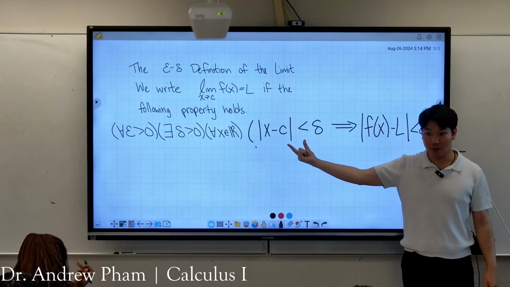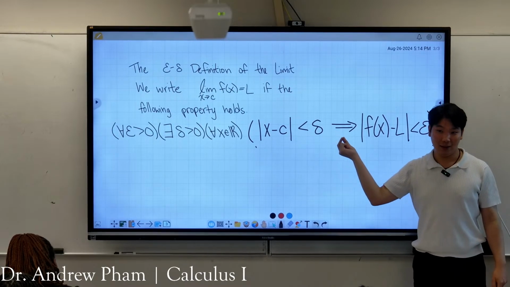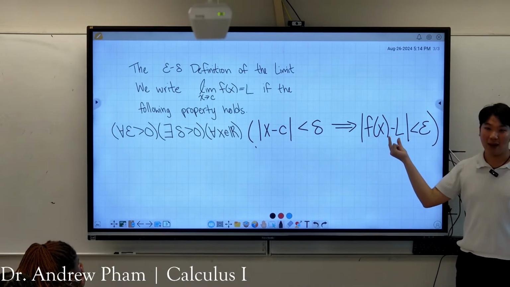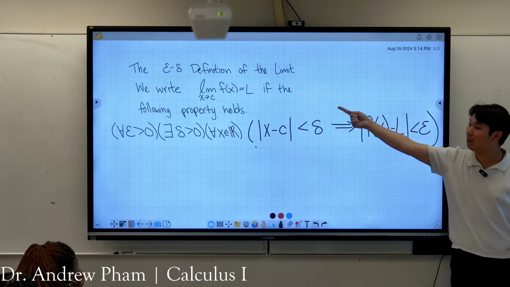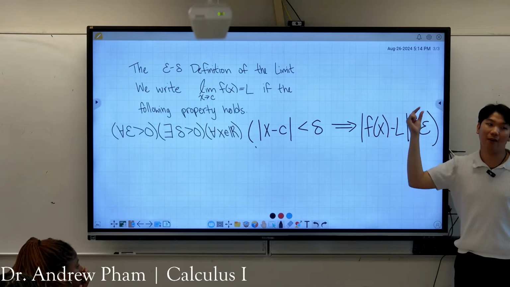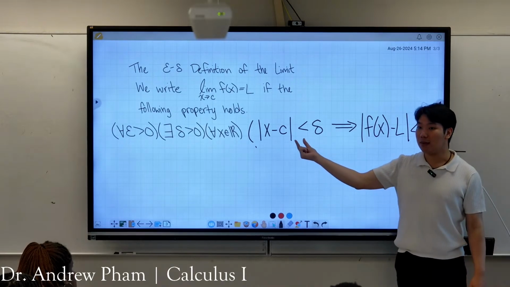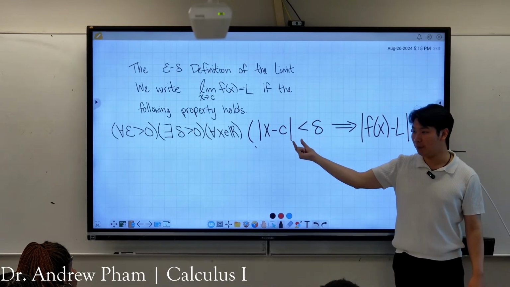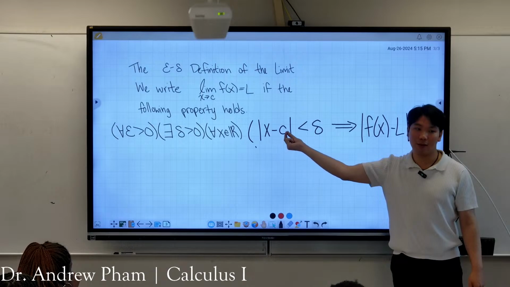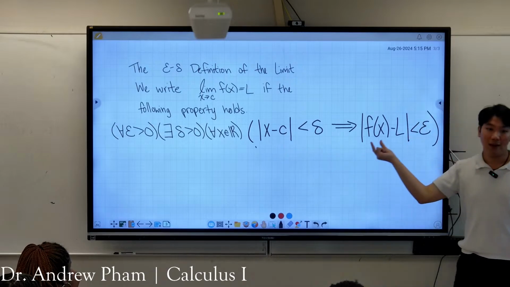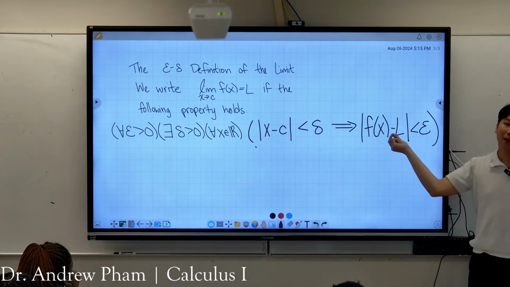If this occurs, then f of x minus L, so my f of x, my function, and my limit are also really close to each other. So this is using that same definition we used earlier, but in mathematical notation. If x and c are sufficiently close, then f of x and my limit are also sufficiently close to each other.